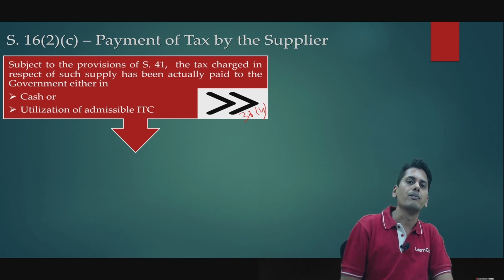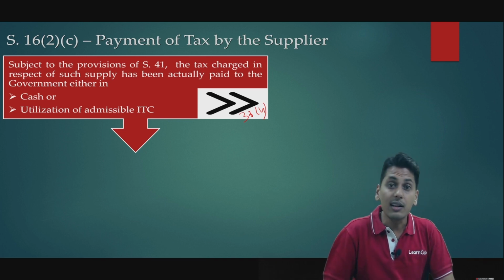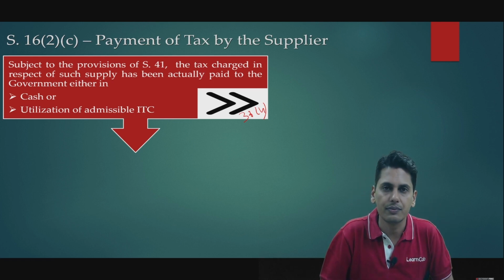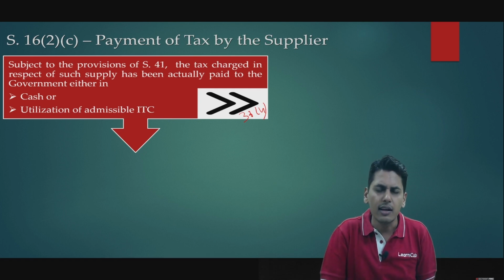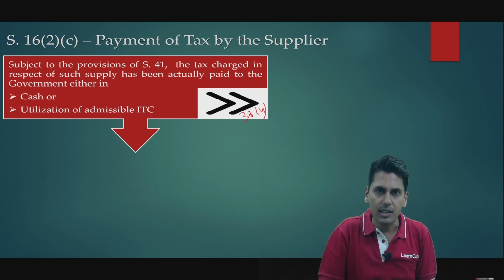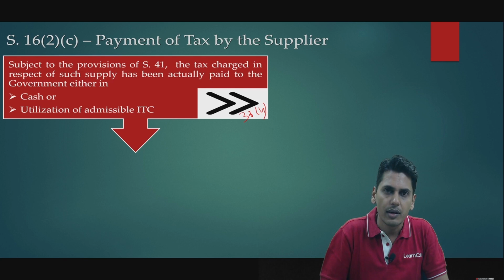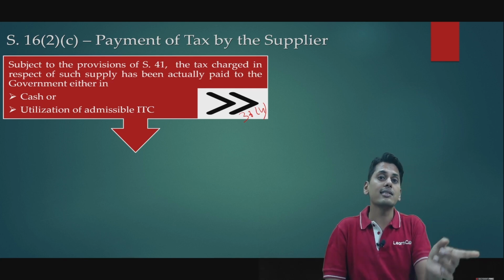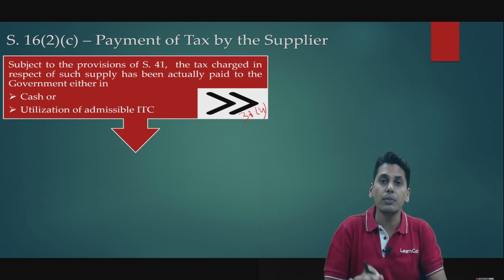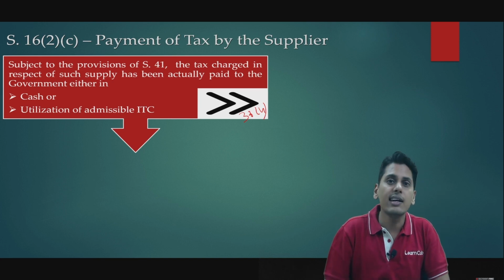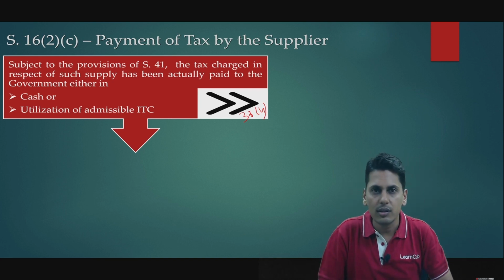Now what is the problem? The problem is Rule 36(4) was challenged in the courts. It was challenged stating that Section 16 doesn't stipulate any condition that the supplier should file his GSTR-1, only then the recipient can take the credit. Section 16 tells that the supplier should pay the taxes. There is no such condition that the supplier should file his GSTR-1, only then the recipient can take the credit. Section 16 doesn't say so. When Section 16 doesn't say so, how can a rule say so?